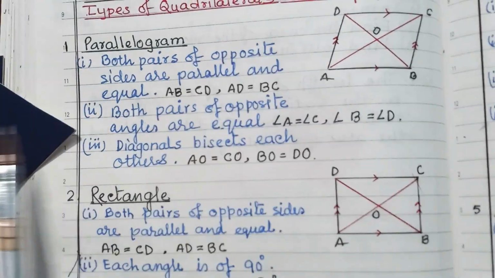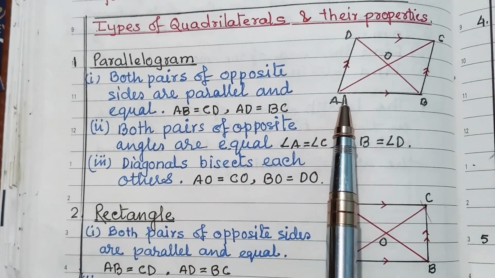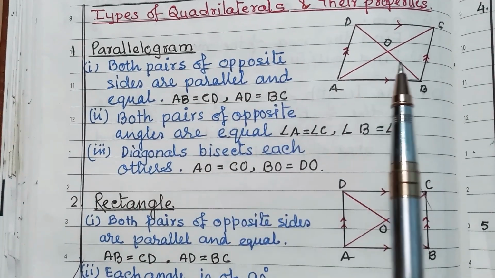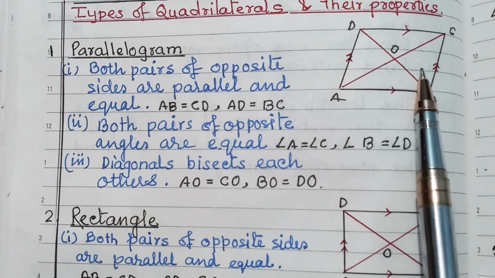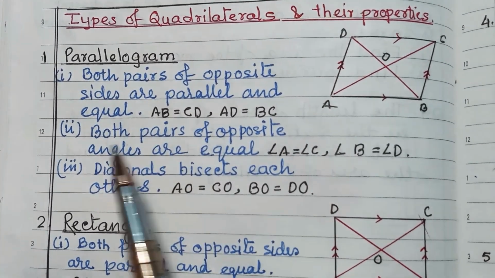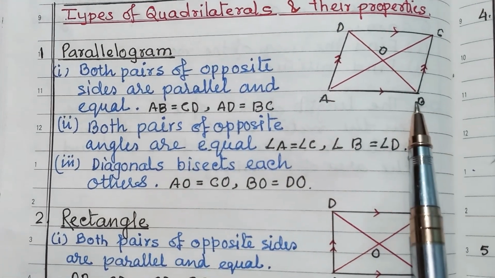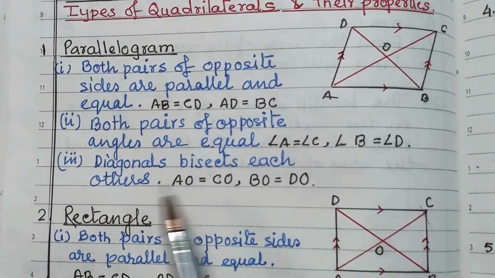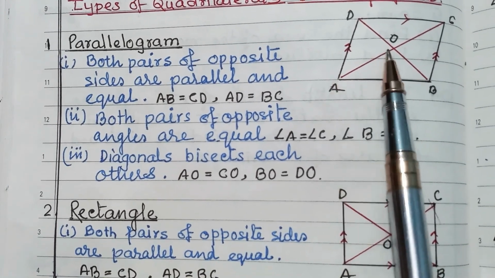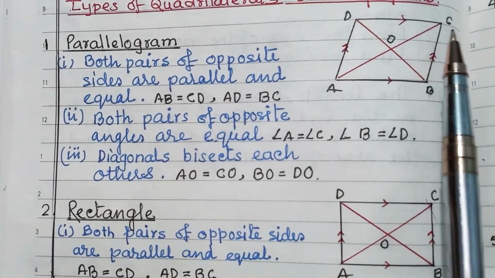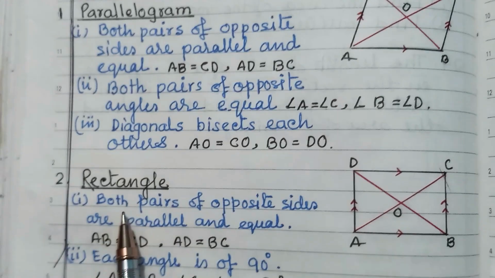These different types are: first, parallelogram, and its properties I have written here with figure. In a parallelogram, both pairs of opposite sides are parallel and equal. Both pairs of opposite angles are equal: angle A equals C, B equals D. Diagonals bisect each other, which means OA is equal to OC and OB is equal to OD. Got it?